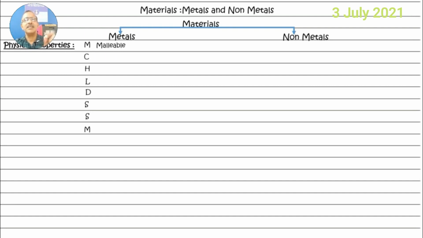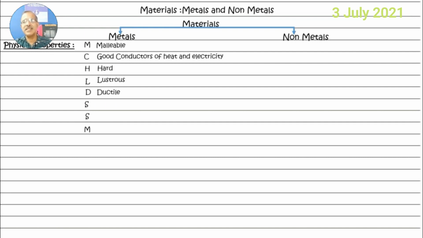Right? And C stands for conductors of heat and electricity. They are good conductors of heat and electricity. Right? Next one is H, which stands for hard. Metals are hard. And L stands for luster, right? And metals are lustrous, right? Shining. Metals are ductile. The property is called ductility, right? And what is that ductility? Ability to draw into wires, thin wires like a copper wire, wires from gold, like that.